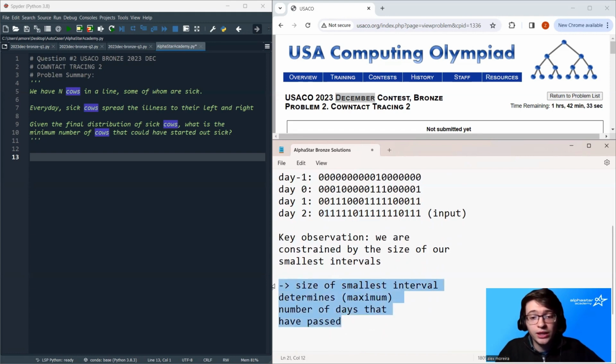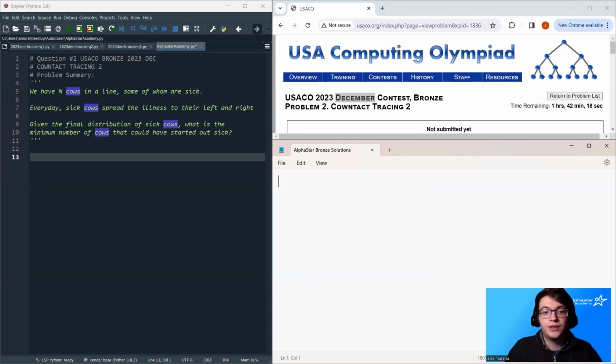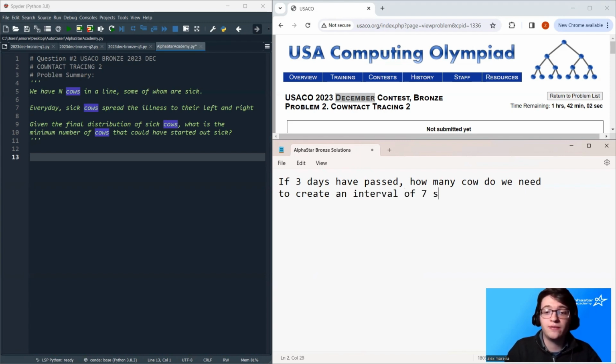So the first thing we want to figure out is the number of days that have passed, because that's going to let us calculate, using the size of these intervals, sort of how many cows we need to produce that interval. So for example, if 3 days have passed, how many cows do we need to create an interval of, let's say, 7 sick cows? Well, we already saw that it was 1, right? So we could do something like this.